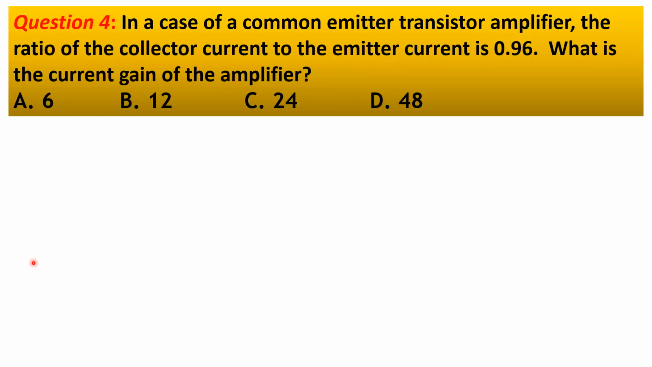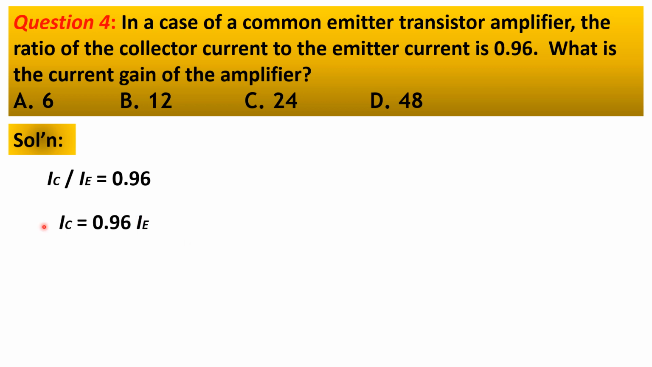Question number 4. In case of common emitter transistor amplifier, the ratio of the collector current to the emitter current is 0.96. Question. What is the current gain of the amplifier? Is it letter A 6, letter B 12, letter C 24, or letter D 48? So for our solution, the ratio of the collector current to the emitter current is given as 0.96.